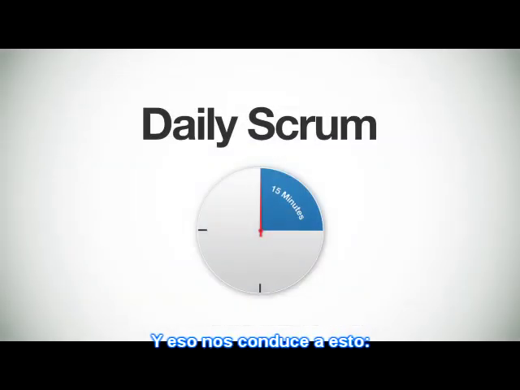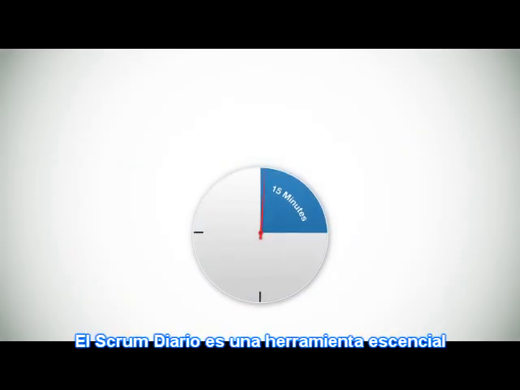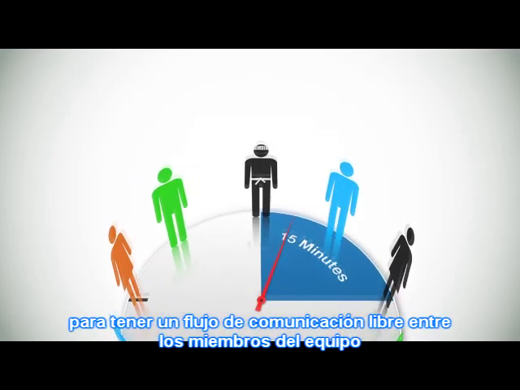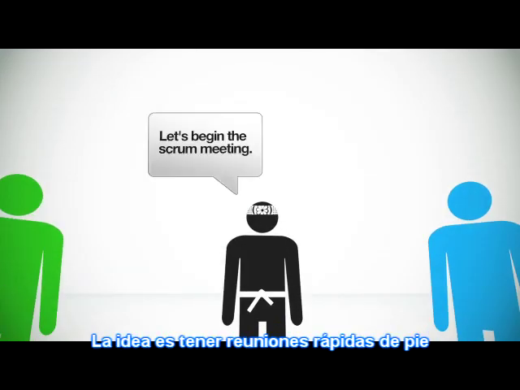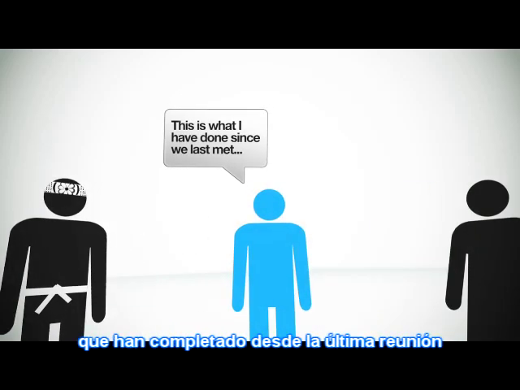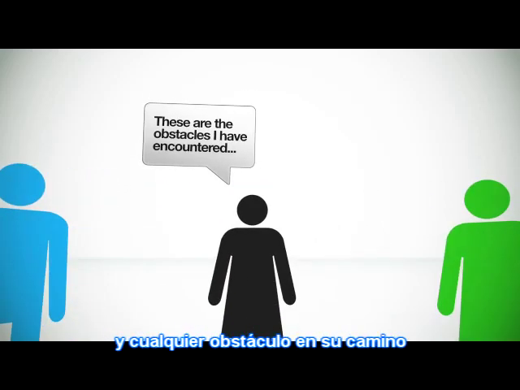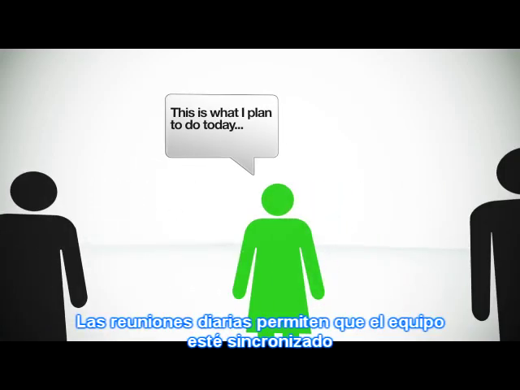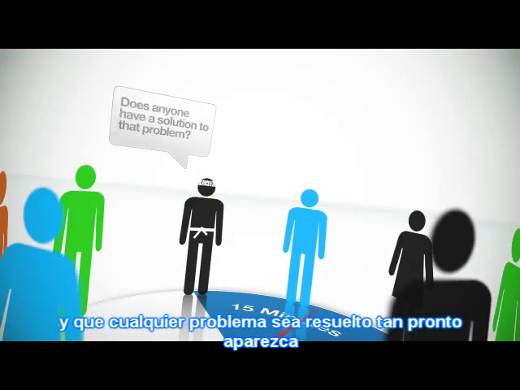And that brings us to this, the daily Scrum. The daily Scrum is an essential tool to having communication flow freely between team members. The idea is to have fast-paced, stand-up meetings where team members quickly list the work they have completed since the last meeting and any obstacles in their way. By meeting daily, it ensures the team is always in sync and any major issues are dealt with as soon as they are known.